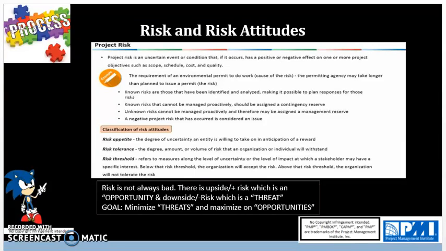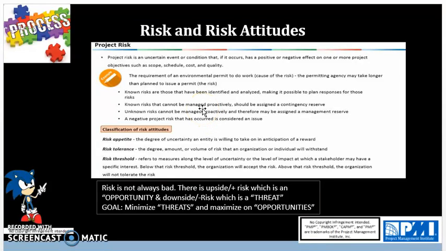So an example of this would be a requirement of an environmental permit to do work is the cause of the risk. The permitting agency may take longer than planned to issue a permit. That is a risk. It is definitely a threat, a negative risk. So this is a known risk. So since it is a known risk, we need to identify it and analyze it and make it possible to plan a response for that risk and put that as part of our contingency reserve and manage it proactively.